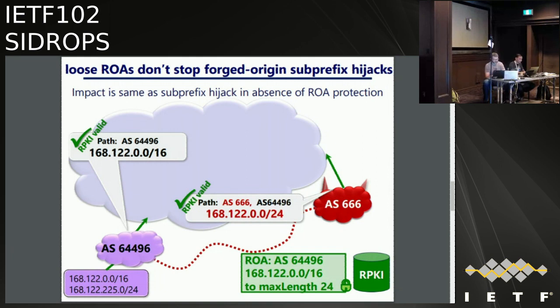It doesn't slow anyone down. It doesn't make it less attractive for anyone. It's still the only way to get to the subprefix. This path will win. So this attack is really bad. We don't want this attack. Okay, so that's what this draft is about.